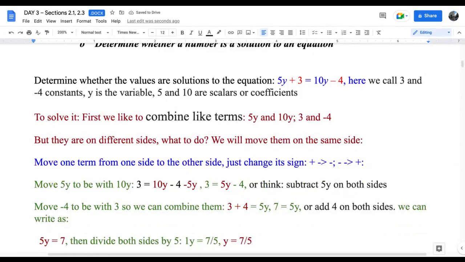So first, what's important is to identify how many terms we have. We have 2 terms on the left-hand side, we have 2 terms on the right-hand side. When we move, we have to move each term. All right, we have to move each term. And the 5y is 1 term, 10y is 1 term. Okay.